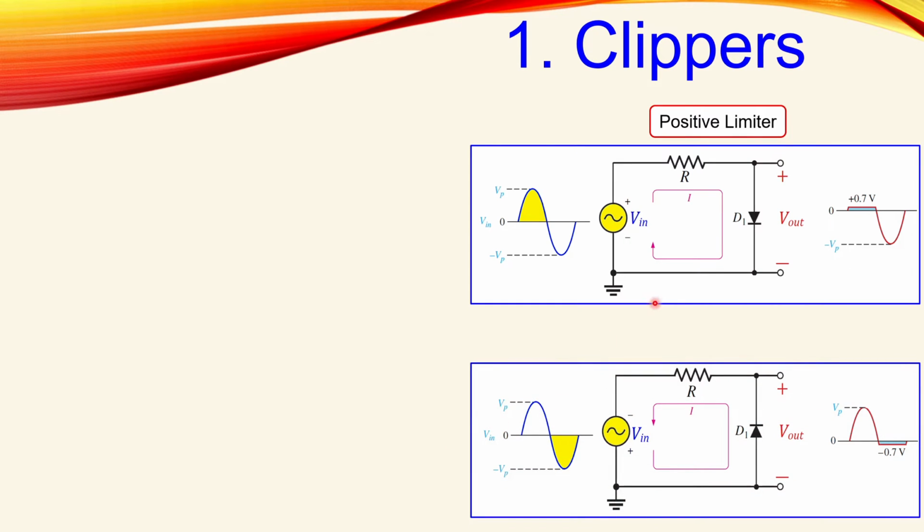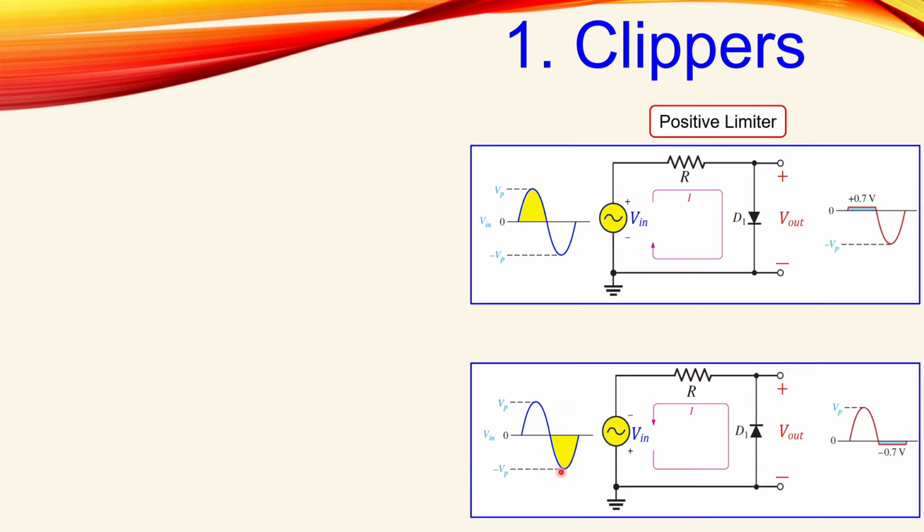You have also the negative limiter, so you just reverse the diode D1 here and everything stays the same. And you can see here for the positive cycle, this is of course reversed bias. That means you only measure the open circuit connection, so there is no current flow here through the resistor. And that will be then VP, which is, let's say, again, the peak value of this input voltage, 10 volts.